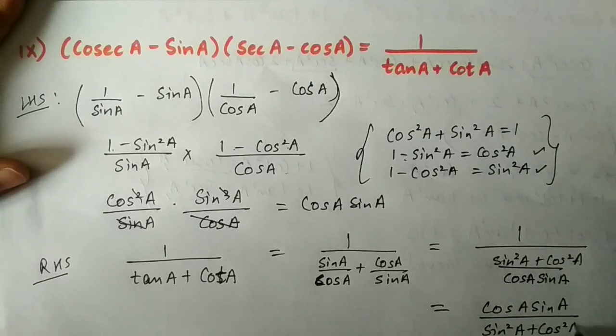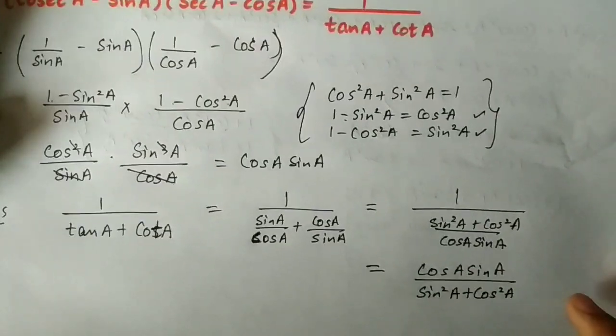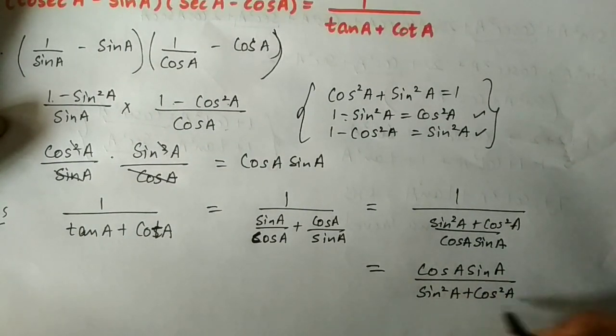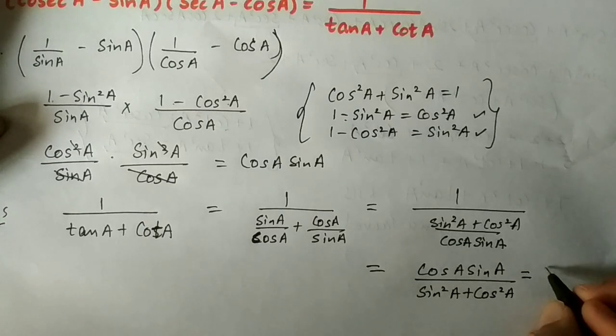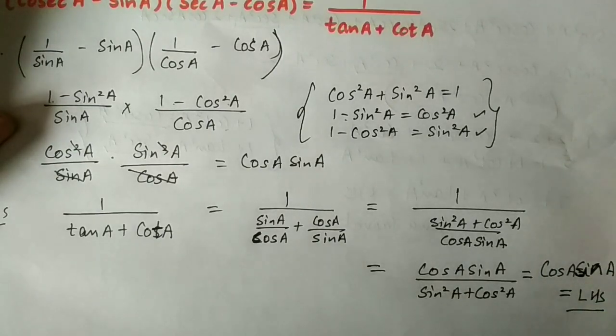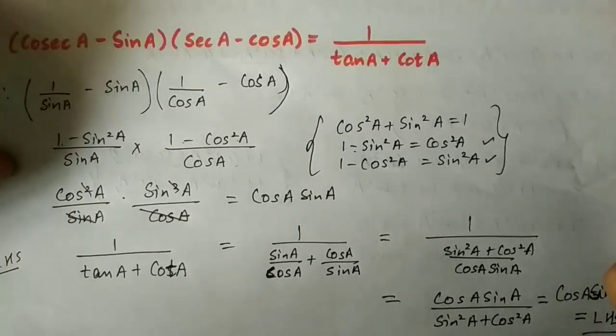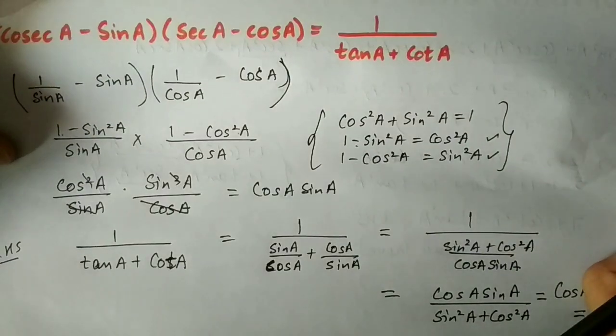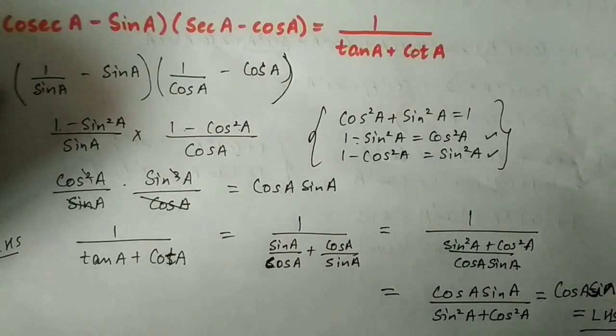Now sin square A plus cos square A is equal to 1 using the identity. So this denominator will become 1. So you are left with cos A into sin A, and that is equal to your left hand side. So hence proved. Okay, now we are just left with one question of this exercise. Let's move on to the 10th question.